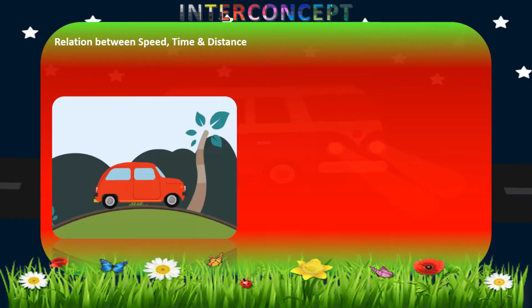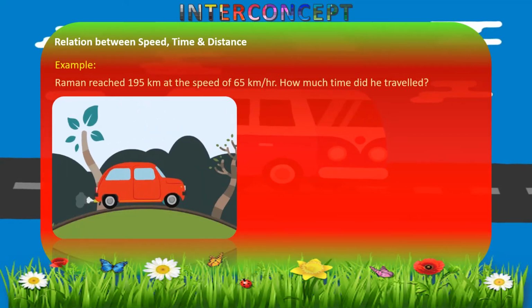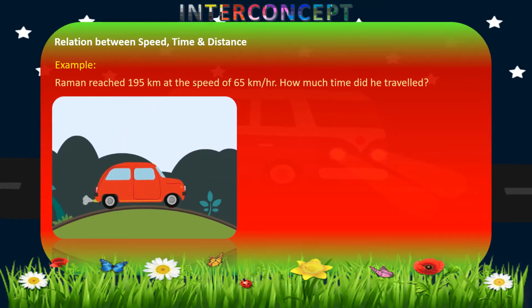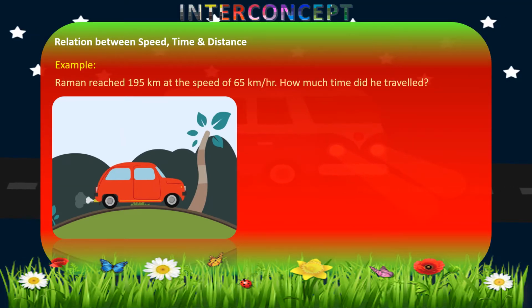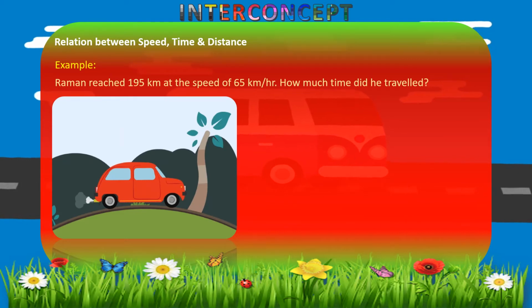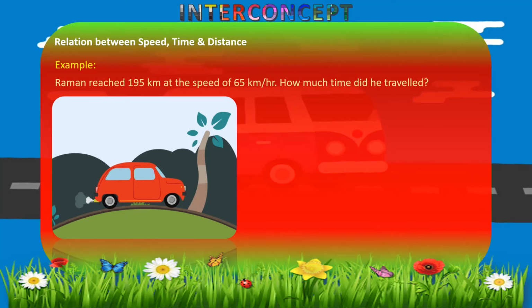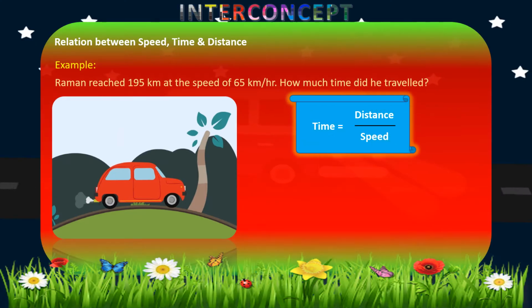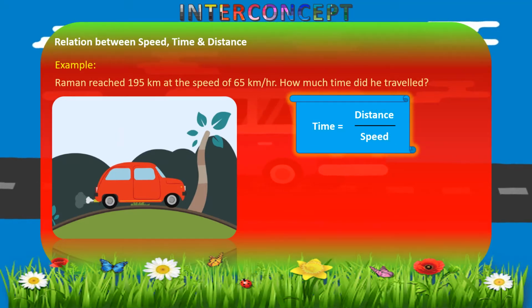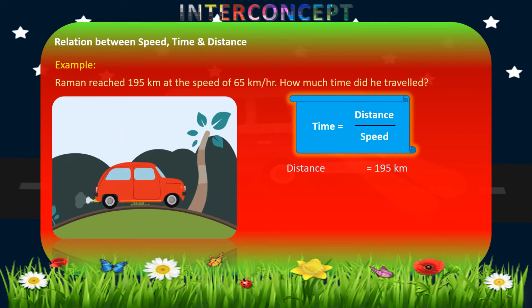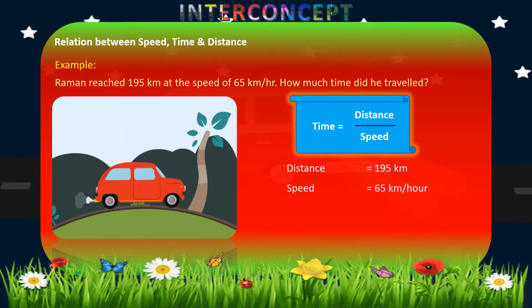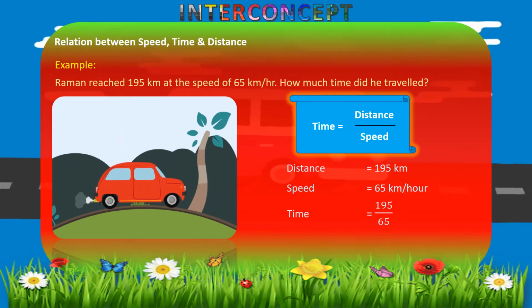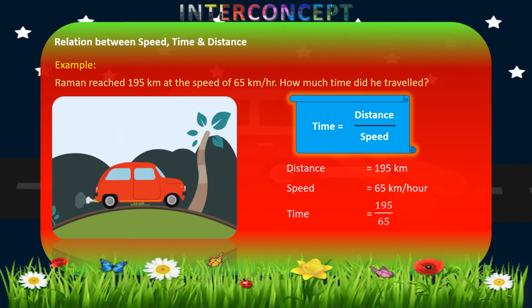Relation between speed, time and distance. Raman reached 195 km at the speed of 65 km per hour. How much time did he travel? Here we find out the time. Student, do you know the formula of time? Yes, the time is equal to distance divided by speed. Here distance is equal to 195 km and the speed is 65 km per hour. So the time is equal to 195 divided by 65.